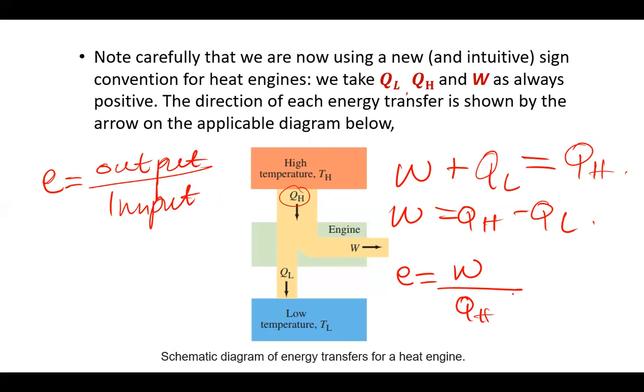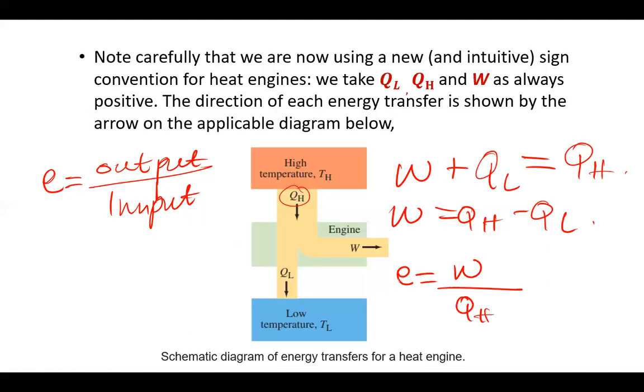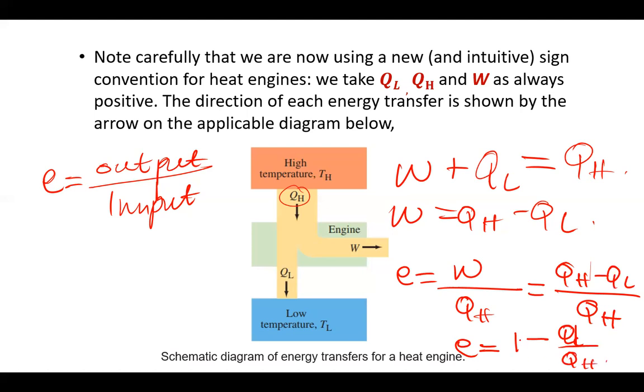So you can also simplify this. Before I go on to the next page, let me simplify it from here. While there's W, we just put QH minus QL, and then everything divided by QH. From there, we can divide this QH and that QH, meaning efficiency can also be written as 1 minus QL over QH.